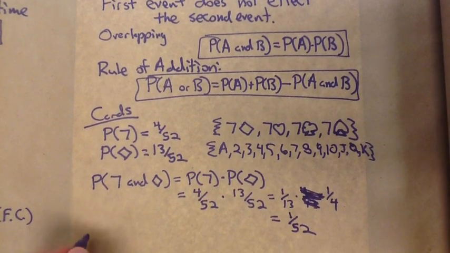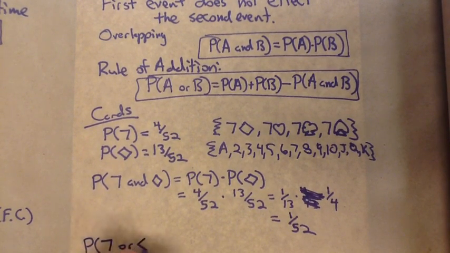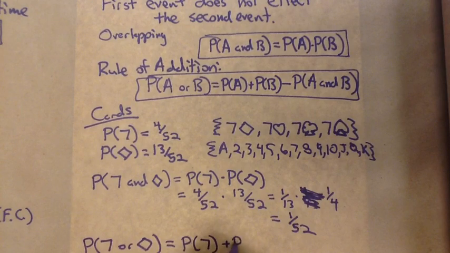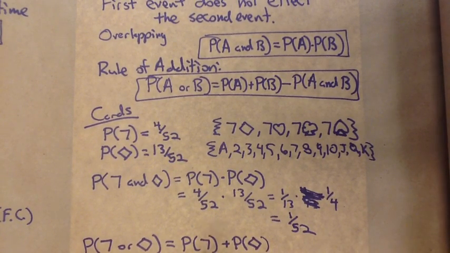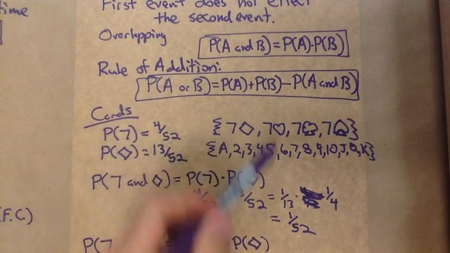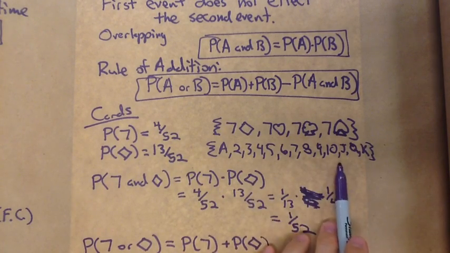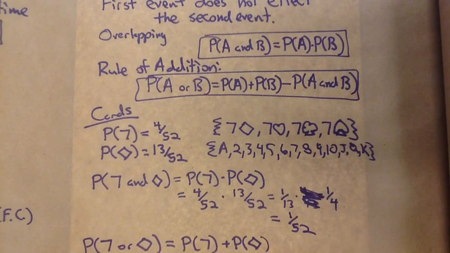Now, let's go to the OR statement. So this is the probability of a 7 or a diamond. Now, if I just did the probability of a 7 plus the probability of a diamond, let's look at that scenario. So 4 out of 52 are 7s, and 13 out of 52 are diamonds. And if I look at this group and I count them, I actually get 17 total. But 17 over 52 is not our correct answer.